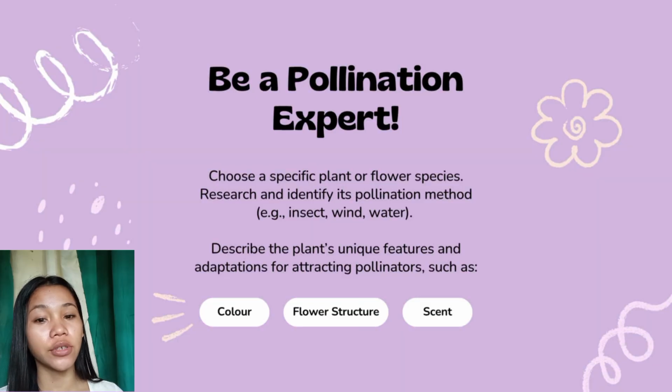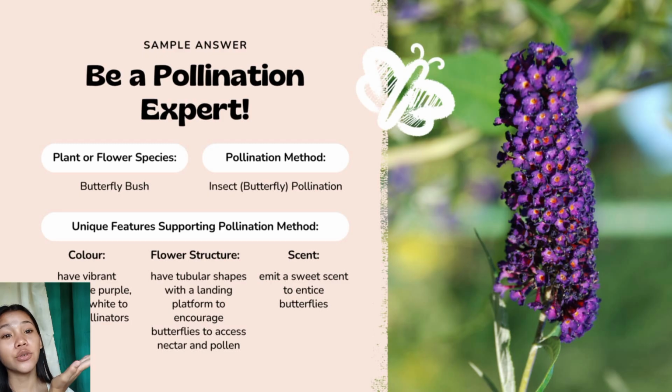Now I am going to give you an activity. The title of our activity is Be a Pollination Expert. All you have to do is choose a specific plant or flower species, research and identify its pollination method, for example insects, wind, or water, and describe the plant's unique features and adaptations for attracting pollinators, such as color, flower structure, and scent. As you can see, this is a sample answer of the activity that you're going to do.